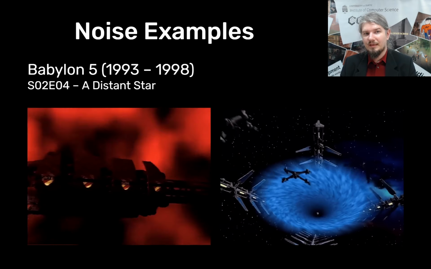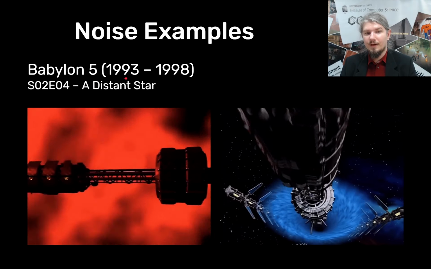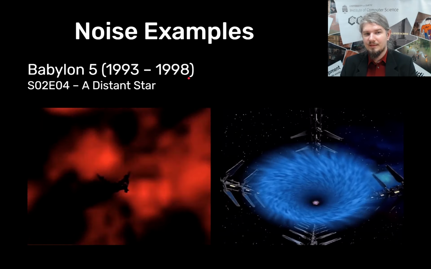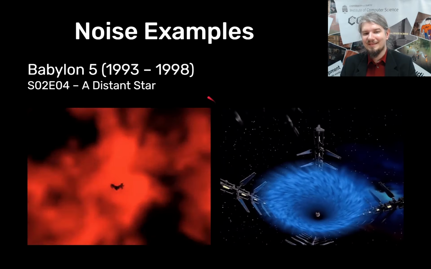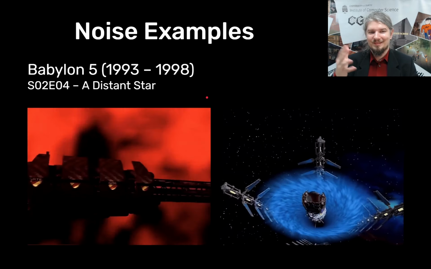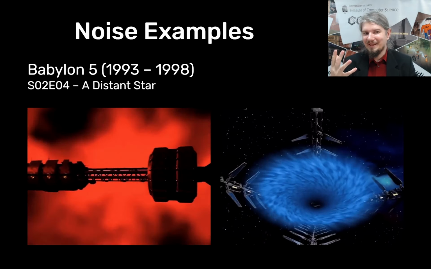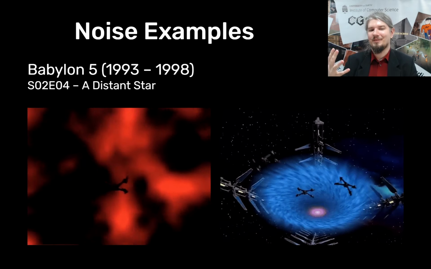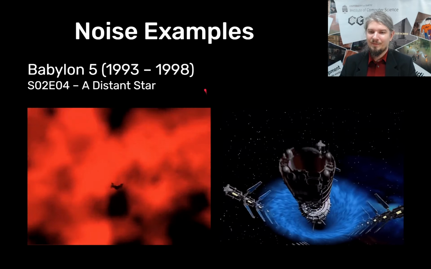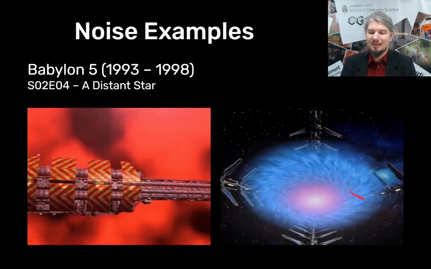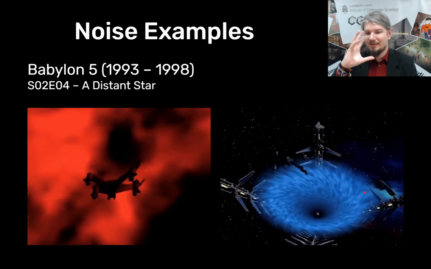Other examples include sci-fi movies and TV shows. For example, here we have Babylon 5 from '93 to '98, so quite an old TV show, but they had this hyperspace there. The background was this animated noise, this red, very mysterious and scary background. So this hyperspace was a very scary place. Or here we have this kind of portal, where the noise is swirling, representing this portal that goes into space.